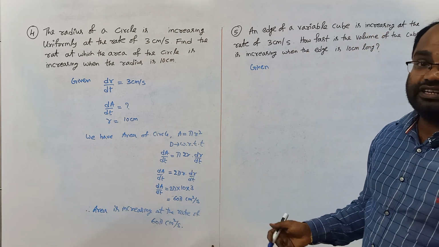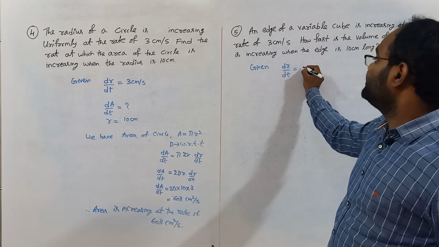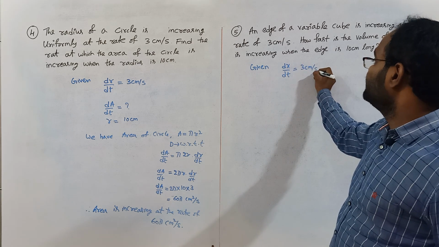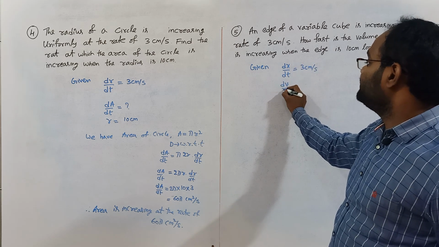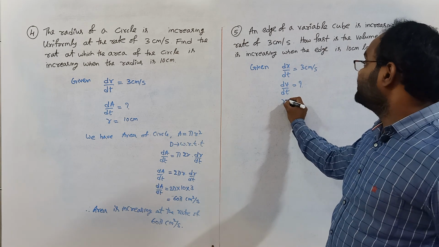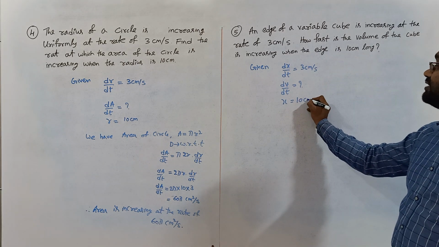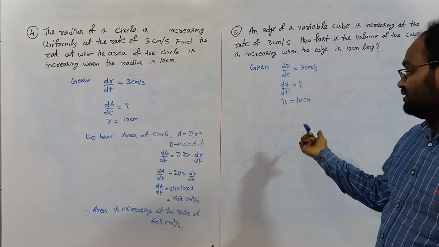Length of edge x, dx by dt is given: dx by dt is 3 centimeter per second. What we have to find out is dv by dt, how much the volume is changing. The edge is 10 centimeter long.